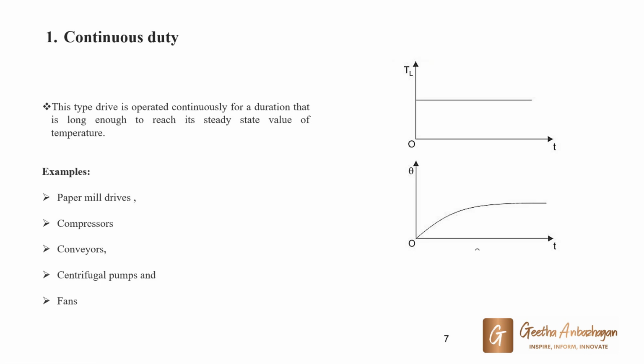This type of drive is operated continuously for a duration which is long enough to reach its steady state value of temperature. This duty is characterized by constant motor torque and constant motor loss operation. This type of duty can be accomplished by single phase or three phase induction motors and DC shunt motors. The examples for this type are paper mill drives, compressors, conveyors, centrifugal pumps, and fans.